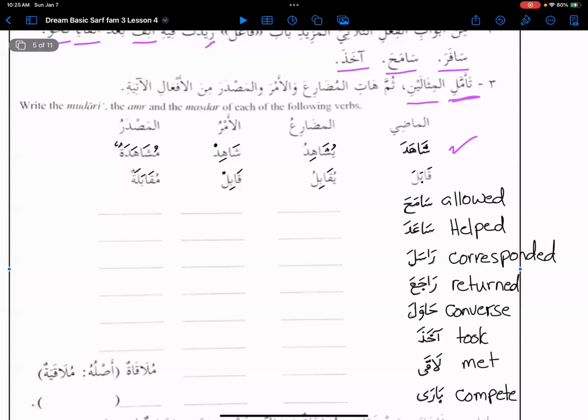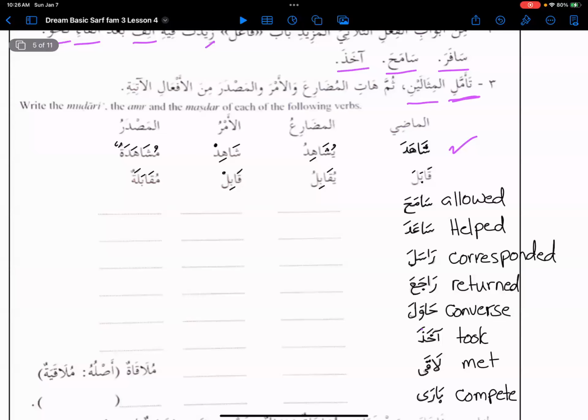Then we have qabala. What is qabala? Accept. Yeah, we say qabul karna. Qabul is the same, accept, root letters, but over here in this family it would be like being face to face. That's what muqabala is. So qabala, yuqabilu, qabil, and then muqabalatun. You can take the meaning of muqabala as competition. So qabala, he competed. Is the word Qibla coming from this?